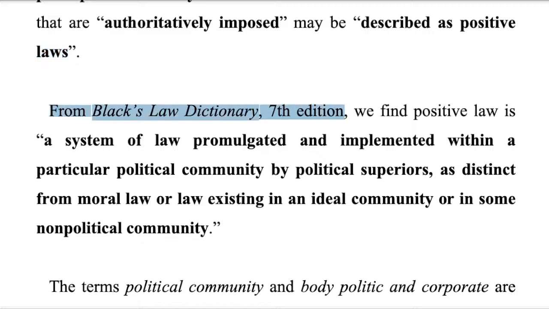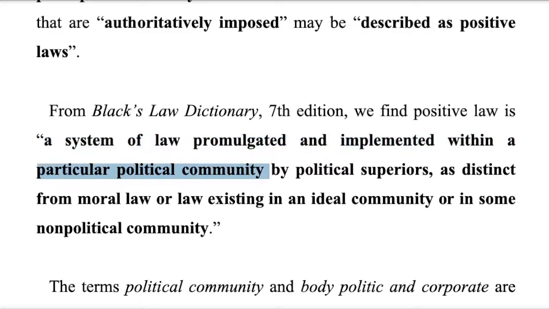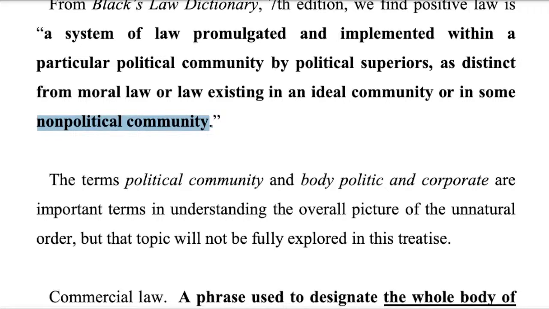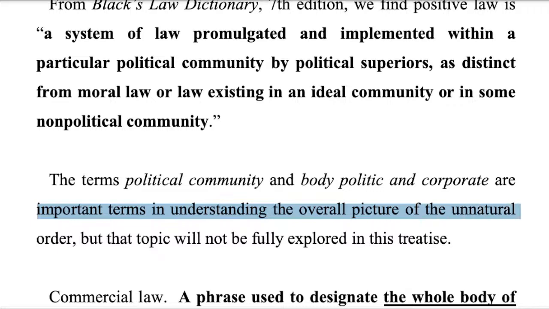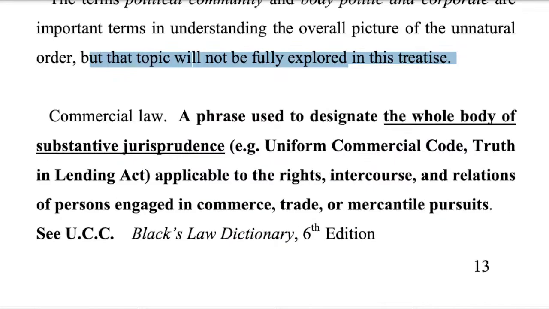From Black's Law Dictionary 7th edition, we find positive law as a system of law promulgated and implemented within a particular political community by political superiors, as distinct from moral law or law existing in an ideal community or in some non-political community. Wow. The terms political community and body politic and corporate are all important terms in understanding the overall picture of the unnatural order, but that topic will not be fully explored in this treatise.